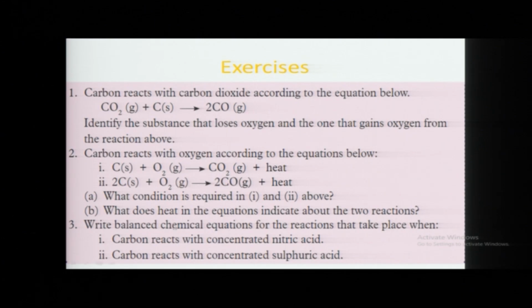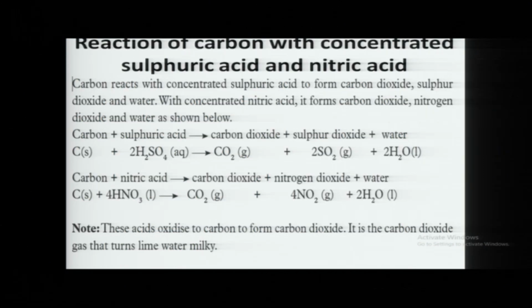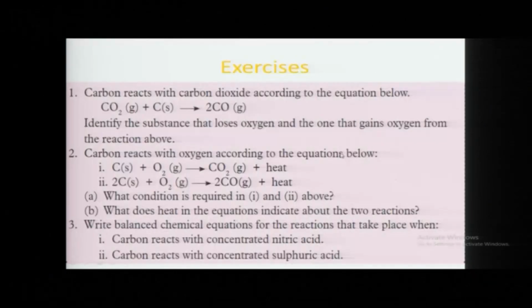write balanced chemical equations for the reactions that take place when. So we looked at that. We looked at the reaction of concentrated sulfuric acid and nitric acid with carbon. We looked at that, you see. So you're going to write the equation, a balanced chemical equation.